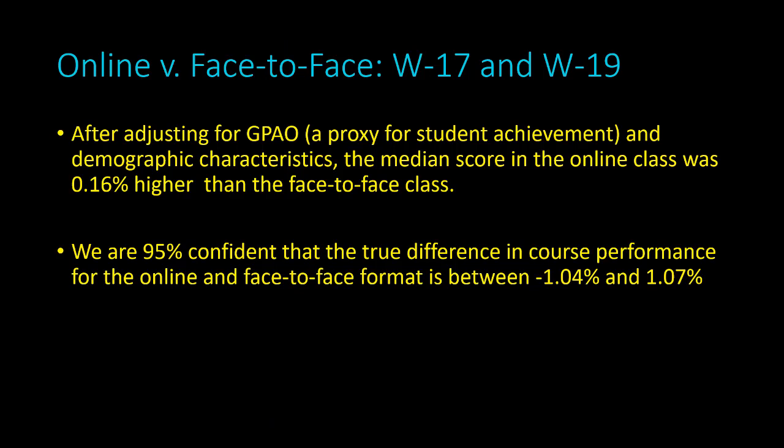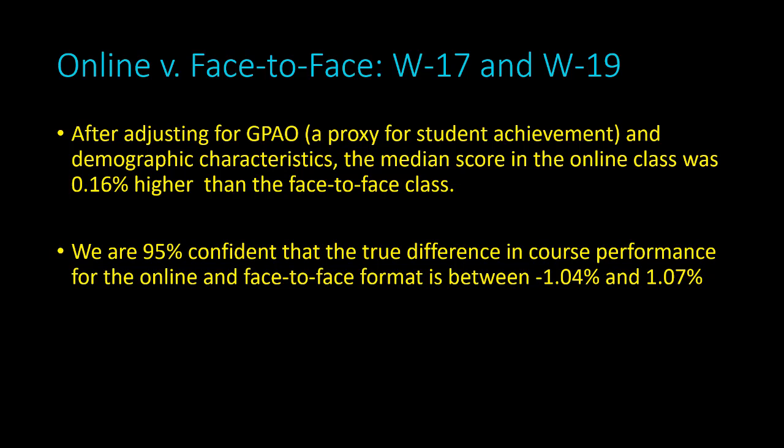My co-author, Cameron Denaro, was able to access information about the students, such as their demographic characteristics, gender, whether they're from an underrepresented minority group, whether they're first generation to college, and their GPAO, their GPA in their other courses. And after adjusting for all of these factors, we discovered that the median score in the online class was 0.16% higher than the face-to-face class.